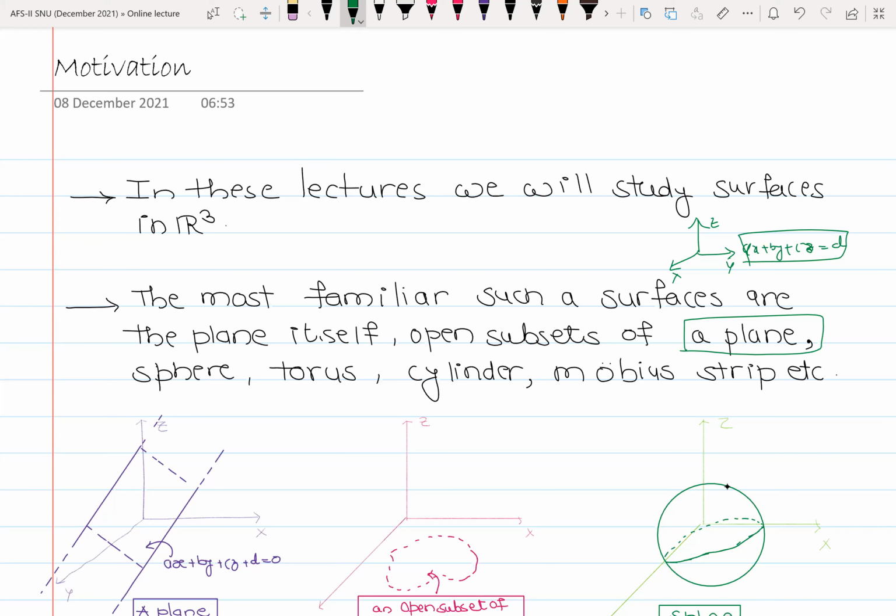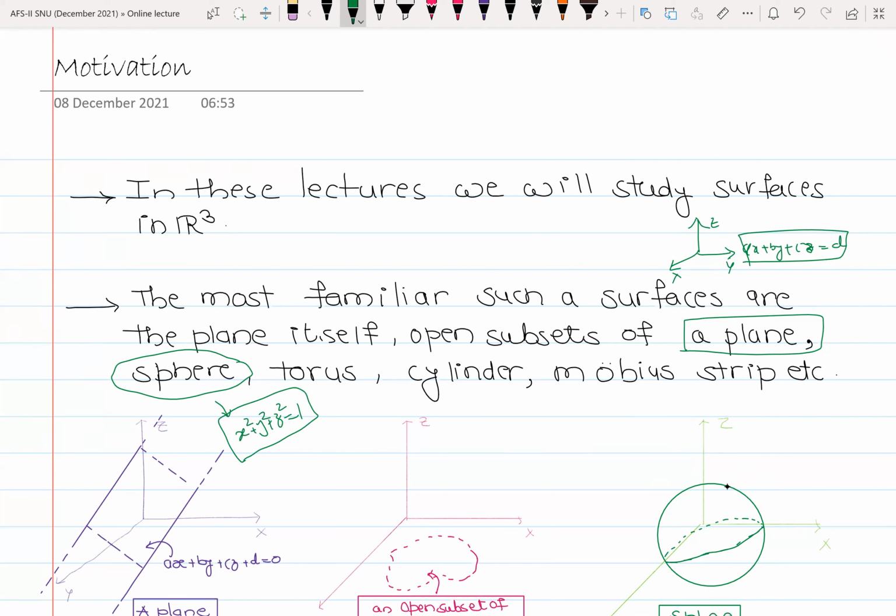Okay. Another thing is a sphere. Sphere is the one which, you know, what is the equation of a sphere? Can you tell me? x squared plus y squared plus z squared is equal to 1. Yeah, right. So this is an example of a unit sphere, right? But again, if you look at a sphere, it is this one.